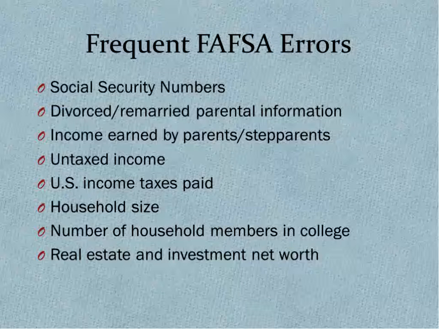Some frequent FAFSA errors, you see a number of them listed there. A lot of it depends upon just making sure that you enter correct information with regard to tax and that sort of thing. Also entering your correct Social Security number. Sometimes there's questions with regard to parents who are divorced or who are remarried and what information needs to be submitted. There's some really good help functions on the FAFSA on the web with additional instructions, and I encourage you to use those. Click on those links in those boxes to get some clarification on what information does need to be included in the answer to those questions.